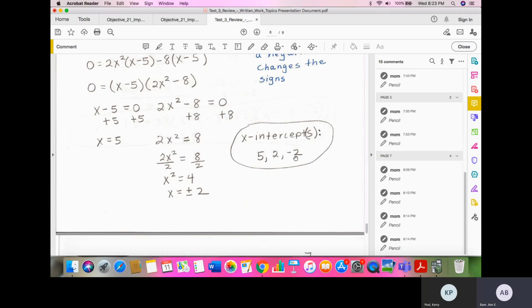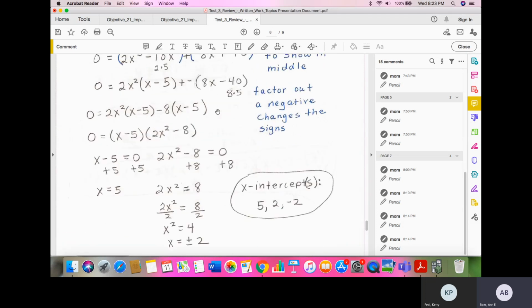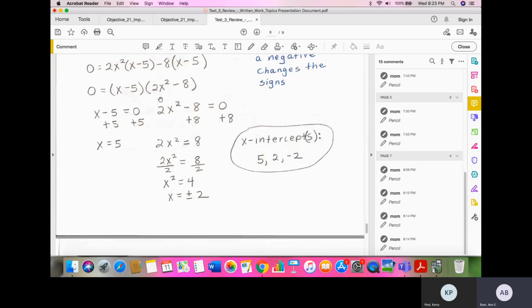And Alex wants us to separate them with a comma. I should mention that since our original function is a cubic, you're likely going to see 3 different x-intercepts because of that. Any questions on finding the x-intercepts? Finding the y-intercept, there's only one.